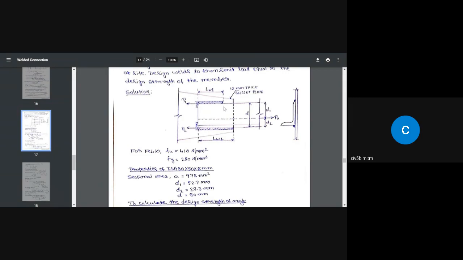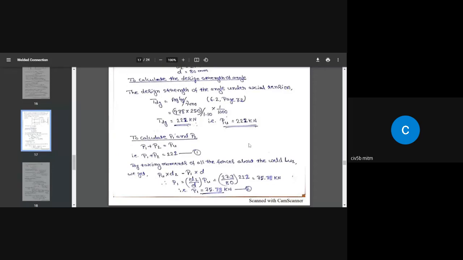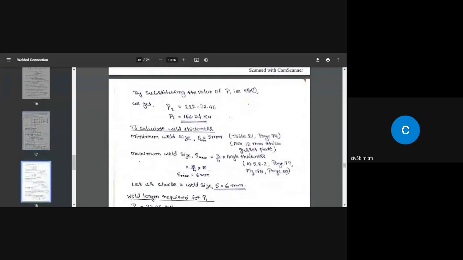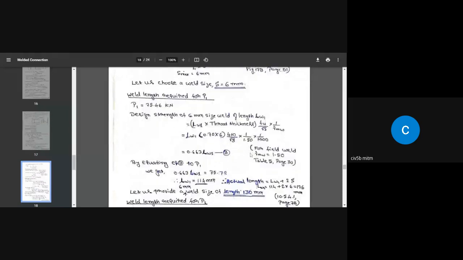So throat thickness multiplied by the length will give you the throat area, and that is the area that is offering resistance against the force P1, or that is the area which is transferring the force P1 to the gusset plate. So you can say in both ways. So what is the design strength of 6 millimeter size weld of length LW1? That is throat area. What is the throat area? Throat thickness multiplied by LW1.